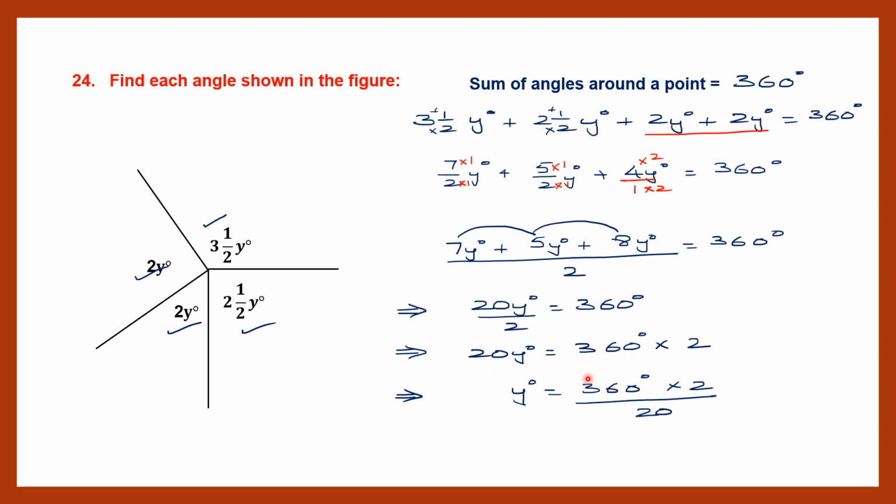I can cancel what I can. So let's see. I can cancel off 1 0 here. So I've got only 2 here. I can cancel this 2 and this 2. So now what do I have? 36. So I have found the value of y. Y is equal to 36 degrees. Now that I know the value of y, I can find the value of all these angles.